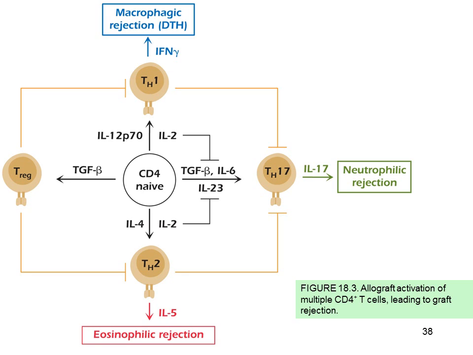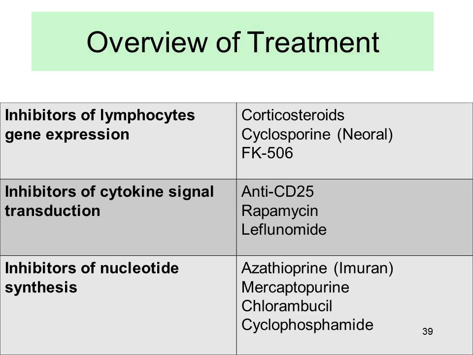The whole idea is, after this chart, we can go and stop all those arrows and come up with the drugs. For example, if I was to stop the lymphocyte from expressing genes for those particular cytokines, I will use inhibitors for lymphocyte gene expression. And the drugs in the market are corticosteroids, normally what you use, steroids. Cyclosporin comes as Neoral, or FK506. So these are some of the drugs that we give.